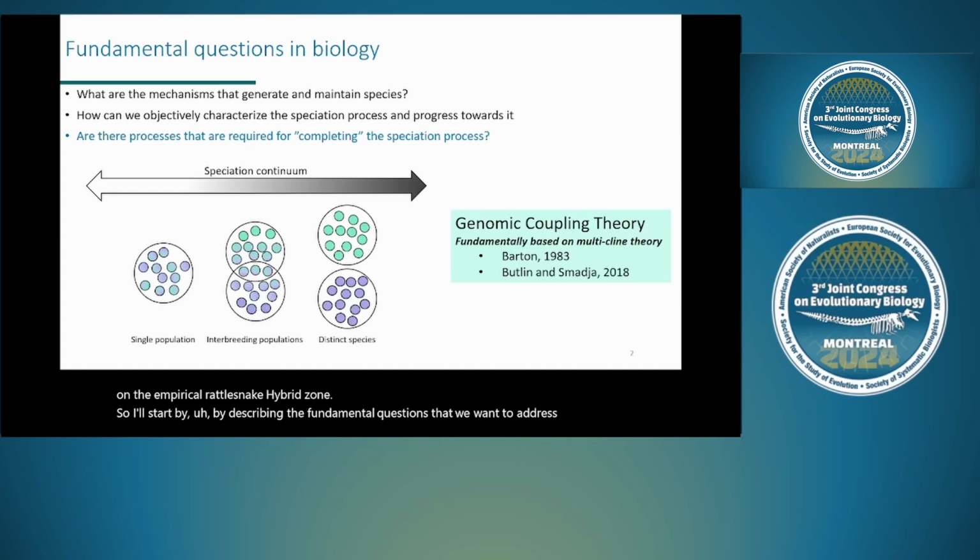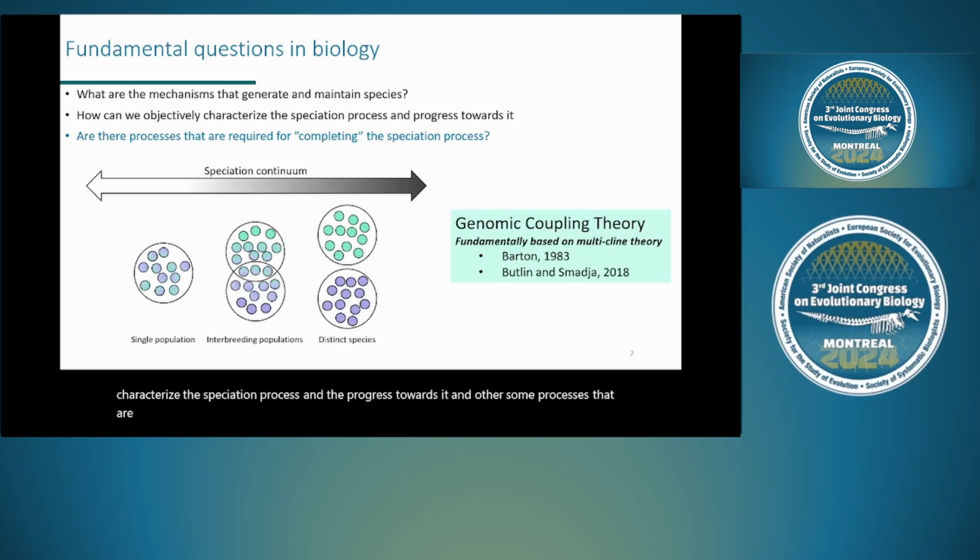What are the mechanisms that generate and maintain species? How can we objectively characterize the speciation process and the progress towards it? And are there some processes that are required for completing this speciation process? Genomic coupling theory is really an attractive way to address those questions.